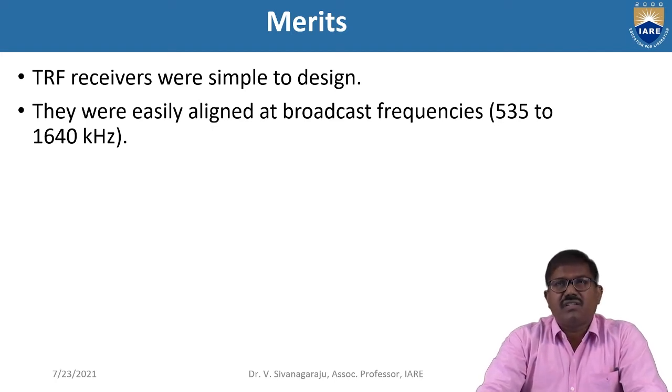And the second merit is they were easily aligned at broadcast frequencies. So what is the frequency range? That is 535 to 1640 kilohertz. So these are the merits of the TRF receiver. And again, some demerits are also there.